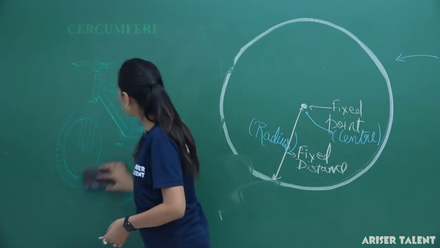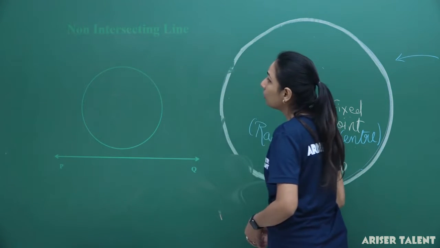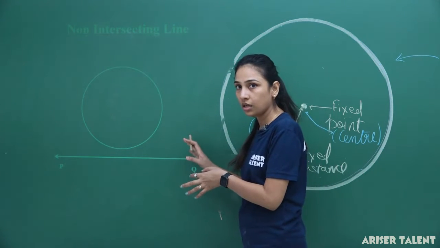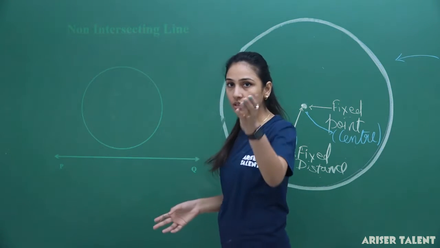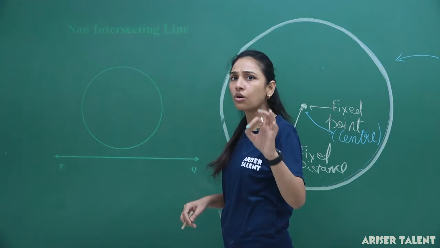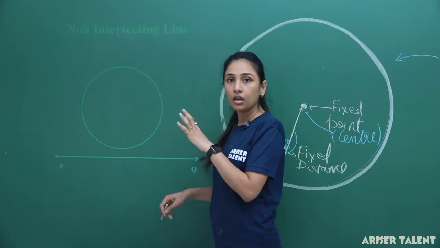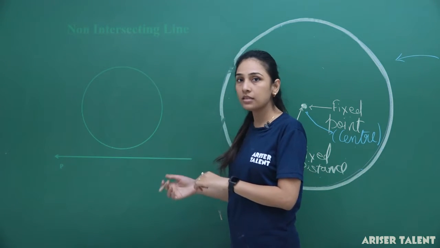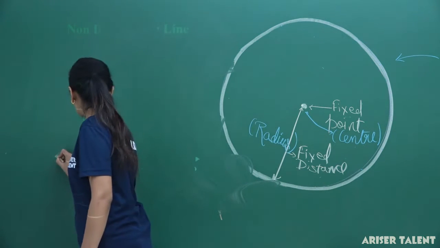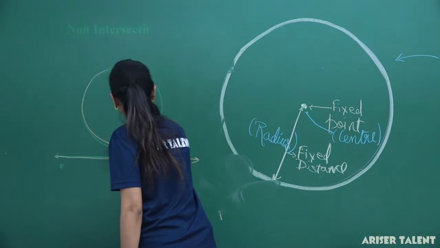Okay. So let's talk about the other definitions. So next definition, non-intersecting line. Look, I am having a circle on this page. In your copy, draw a circle and draw a line which is not touching your circle, neither inside of your circle nor touching its periphery. It's just anywhere outside the circle, something like this. This is the line, okay, and this is the circle.